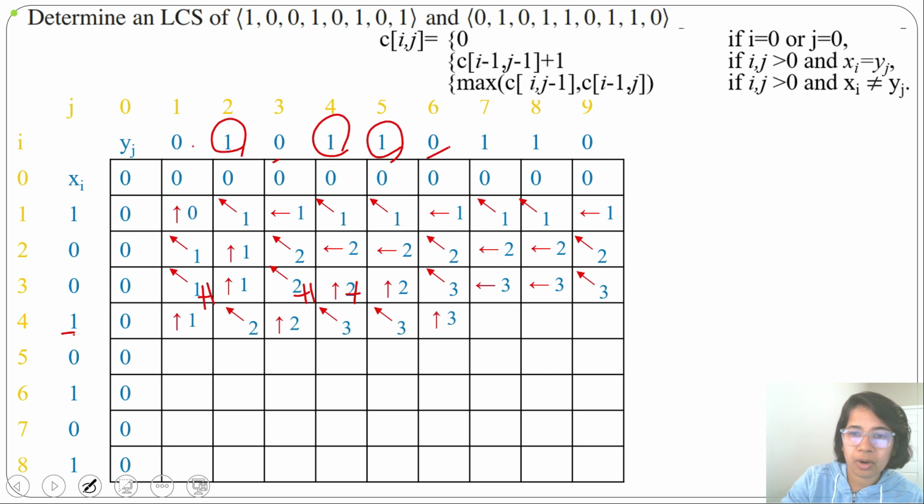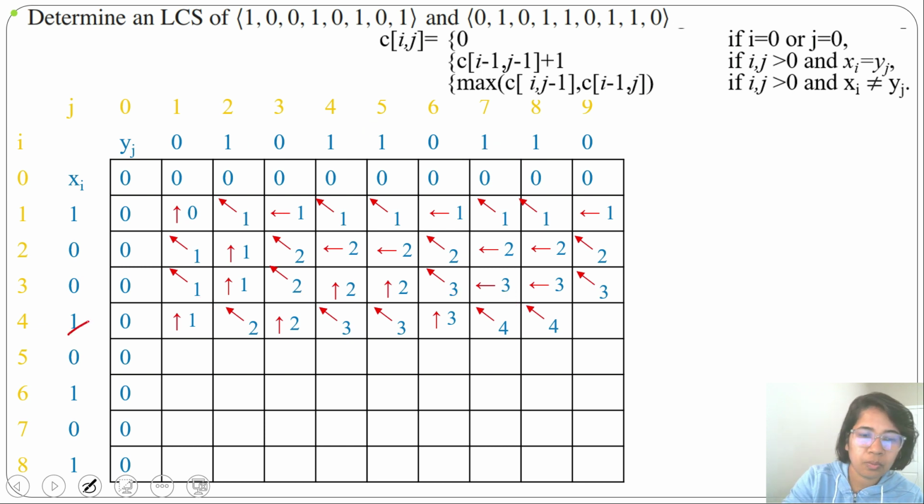arrow will be toward up. 1 equals to 1, 3 plus 1, we'll write 4, arrow toward left corner. Then 1 equals to 1, so this 3 plus 1, we'll write 4, arrow toward left. 1 not equals to 0, from these two maximum is 4, so it will be 4 and arrow will be toward left. Next, fifth row, 0 equals to 0, so 0 plus 1, 1, arrow will be toward left corner.